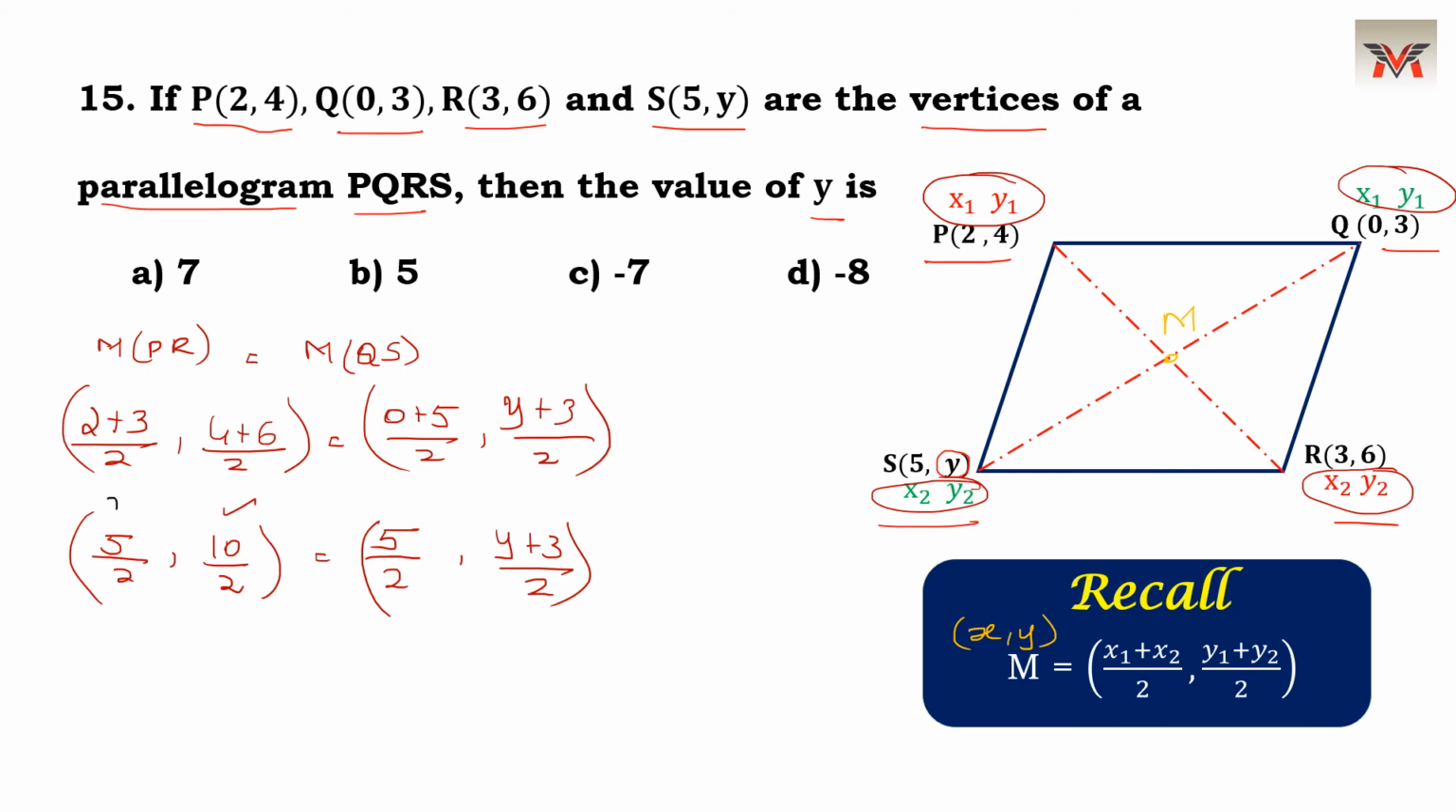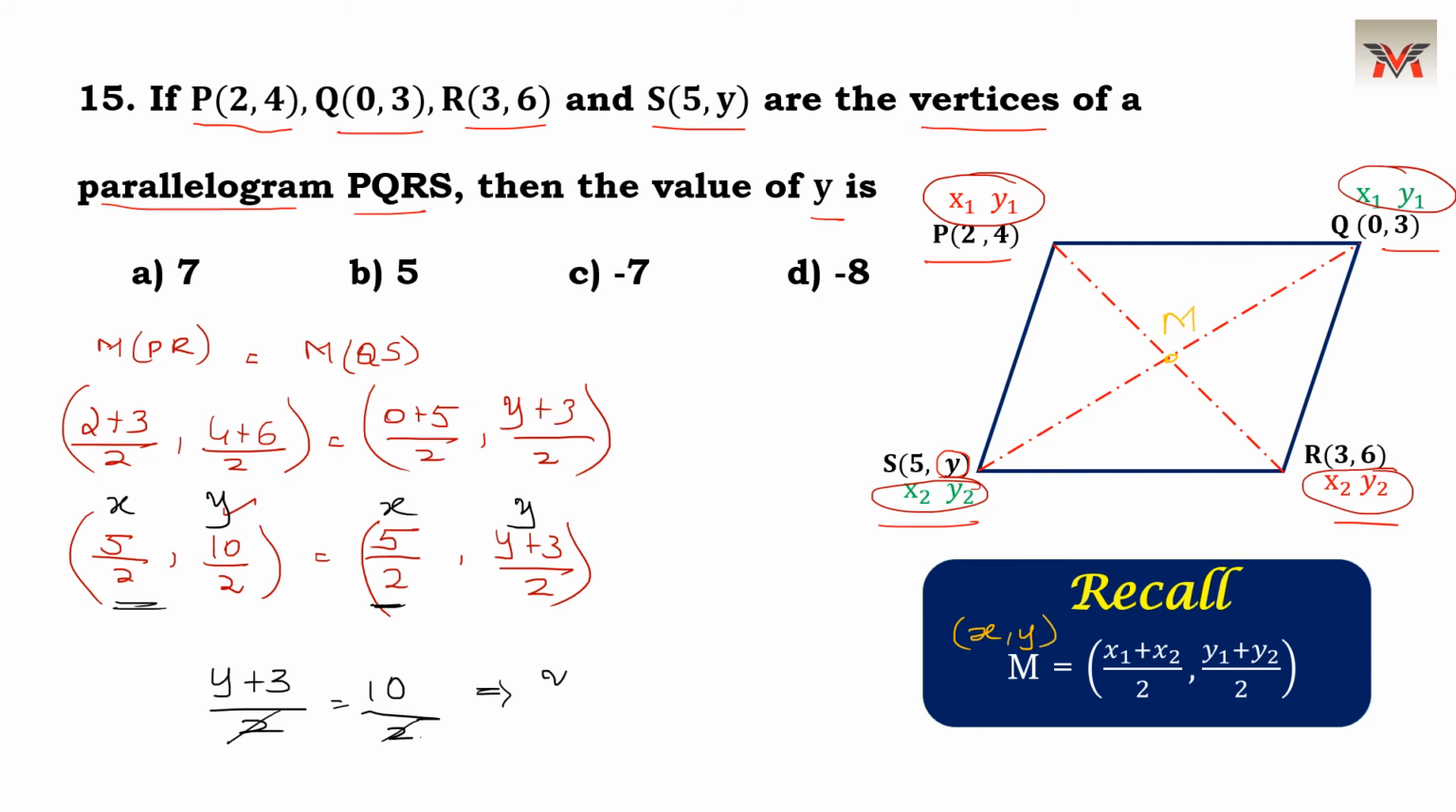So here this is x, this is y, this is x, this is y. Correct? So let us just equate y coordinates, because already we have x here as same. Let us equate y coordinates. That is (y + 3)/2 equal to 10/2. So here I can cancel 2 from both the denominators.